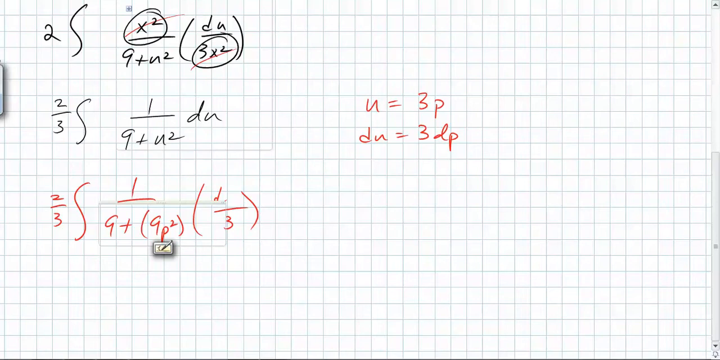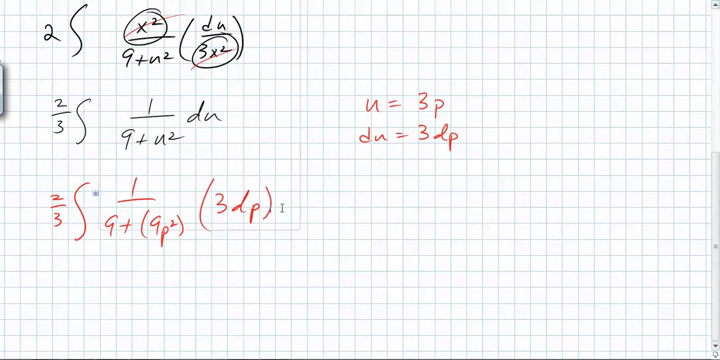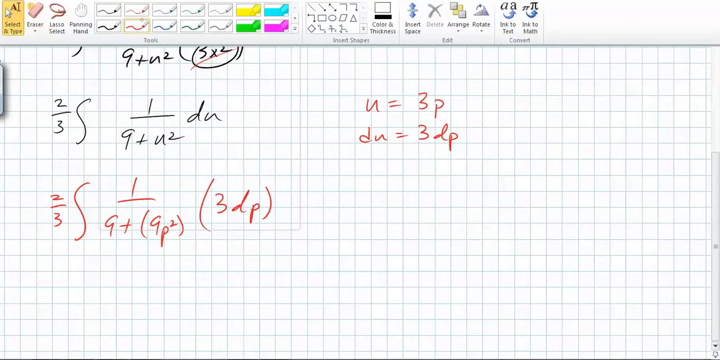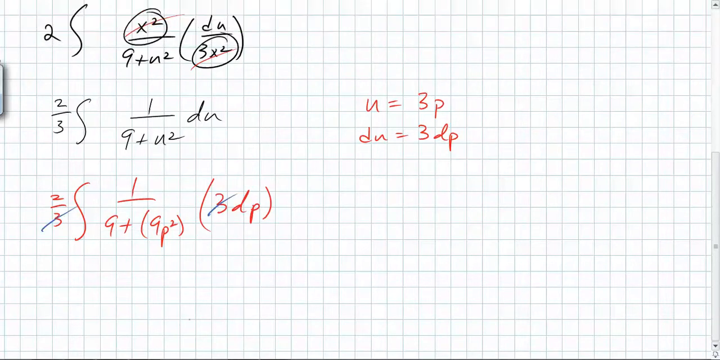And hold on a sec. So what should it be? You substitute it in there. Yeah, which kills the other 3, right? So that 3 kills that 3 right there. And then what can you factor out? 2 over 9 times the integral of 1 over 1 plus p squared dp, which is equal to what?